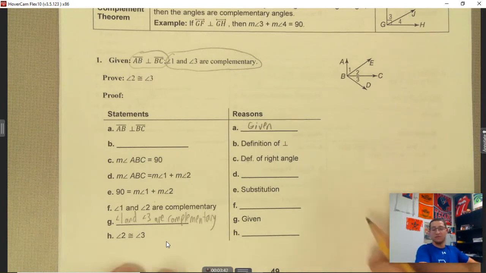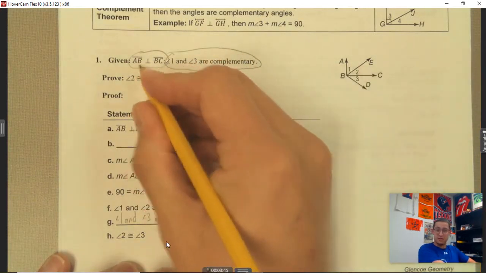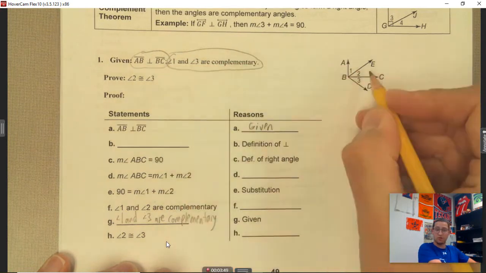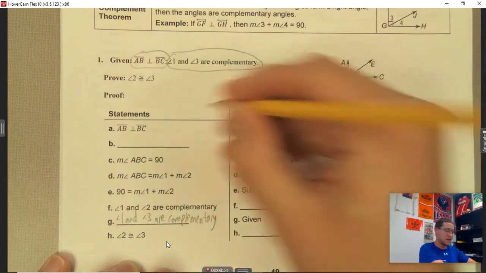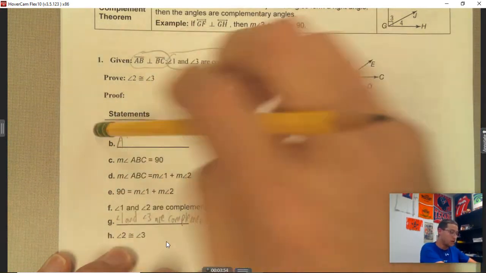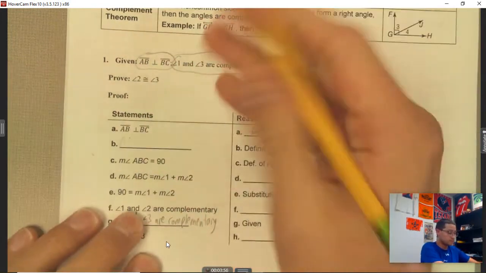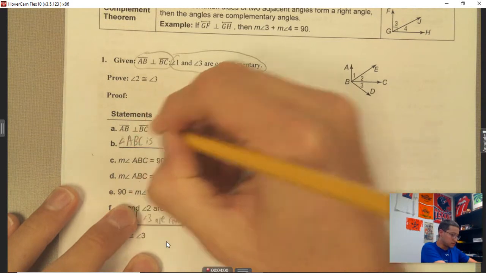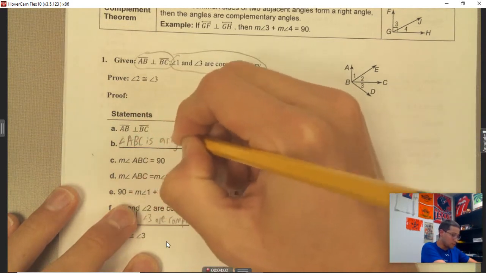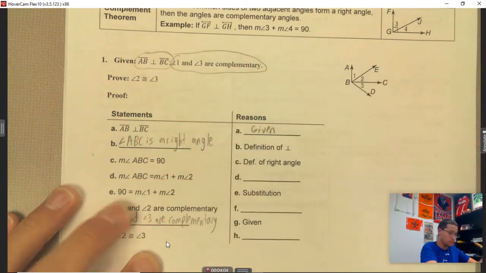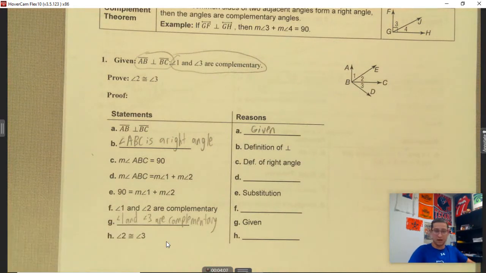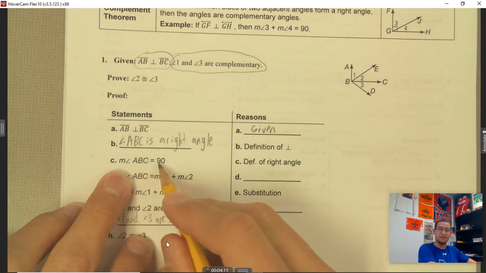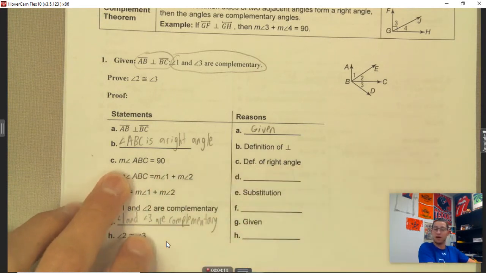So what we can say is, if AB, that's this right here, is perpendicular to BC, what does that mean? That means angle ABC is a right angle. Well, what does that mean? That means the measure of angle ABC is equal to 90. That's the definition of a right angle.